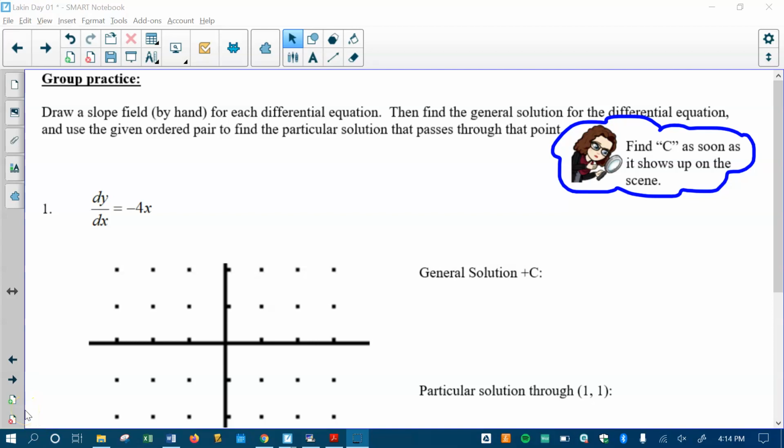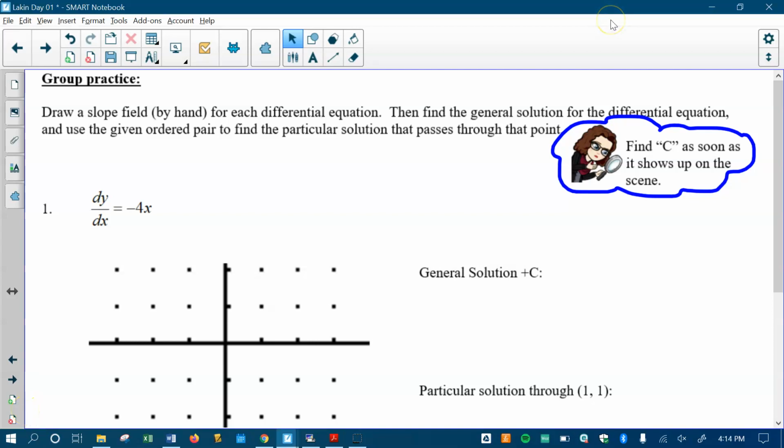This video is for the notes on slope fields and differential equations. This is on page something in your packet, number 1. We're going to draw a slope field by hand for each differential equation and find the general solution for the differential equation. Use the given ordered pair to find the particular solution that passes through the point. That's a lot of words. So let's go on and start.